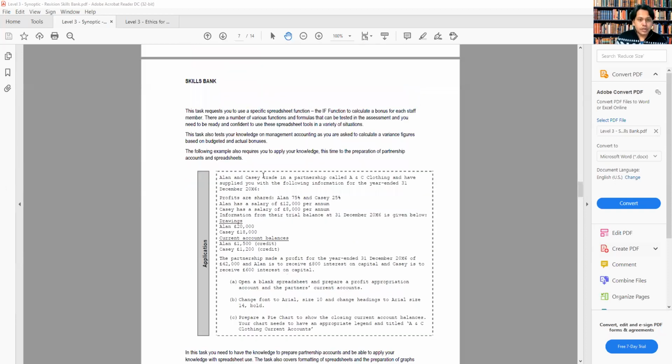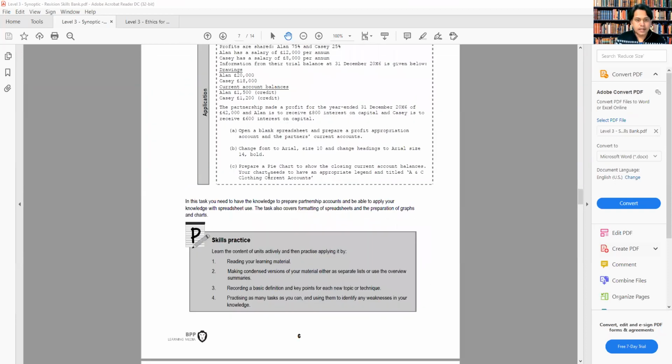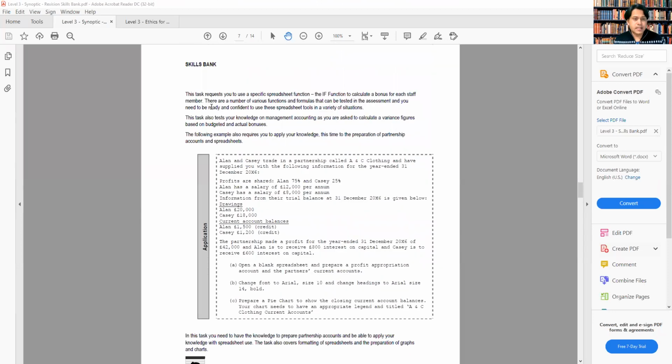Then the next point you're going to see here is that this task requires you to use a specific spreadsheet function. For spreadsheet questions, there are a few things you have to remember: the formulas. In the exam, most of the formulas we're going to see will be from the lookup family. VLOOKUP will be very common for the Synoptic exam.